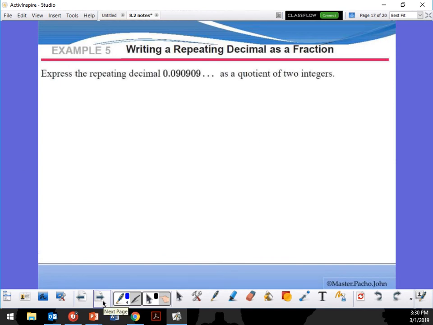Okay, express this repeating decimal as a quotient of 2 integers. Quotient means what? Division. Fraction, right? So it's a fraction, 2 integers. We literally just have this fraction. Okay, so let's pretend like I know what I'm doing. Okay, so I'm going to do a super basic one.